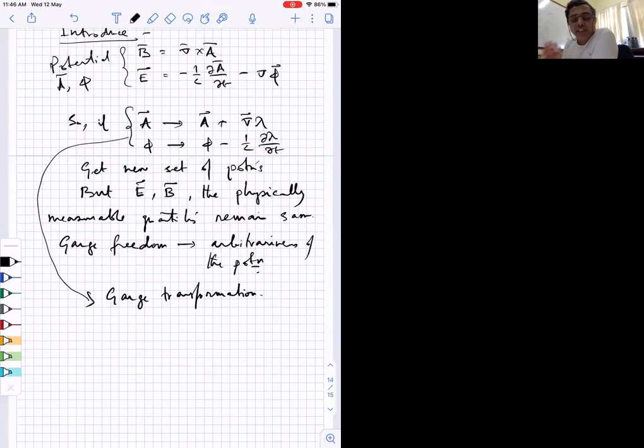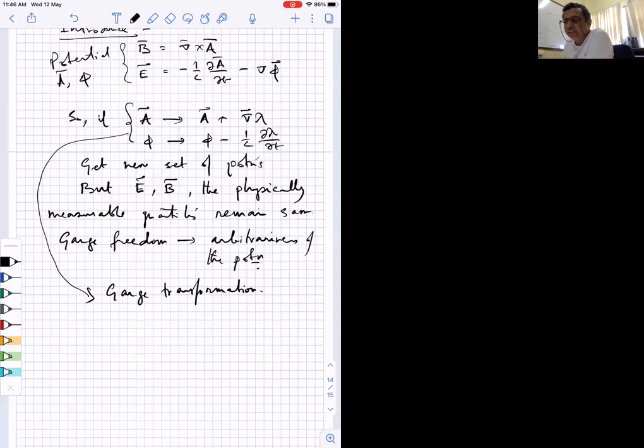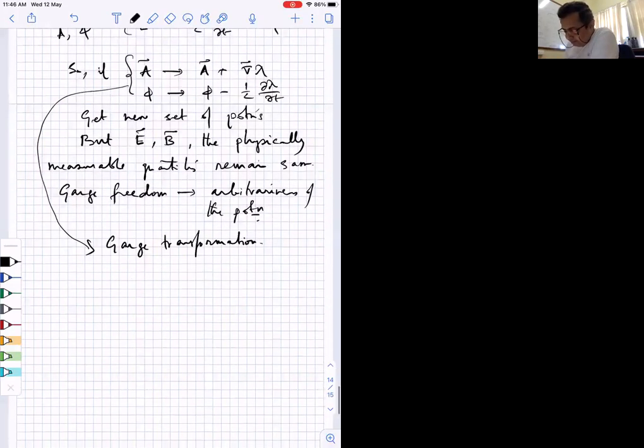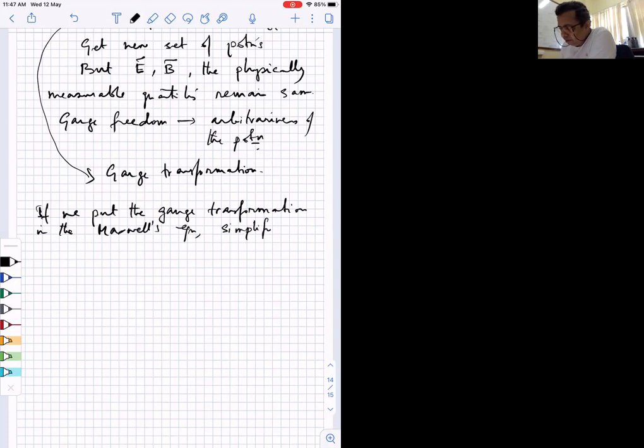So this is a thing that we have done many times before. Now, if I want to put these gauge transformations into the first set of Maxwell's equations and then simplify, then what we'll find is that we are going to get equations which will be like the wave equation. So what we are going to get is this.